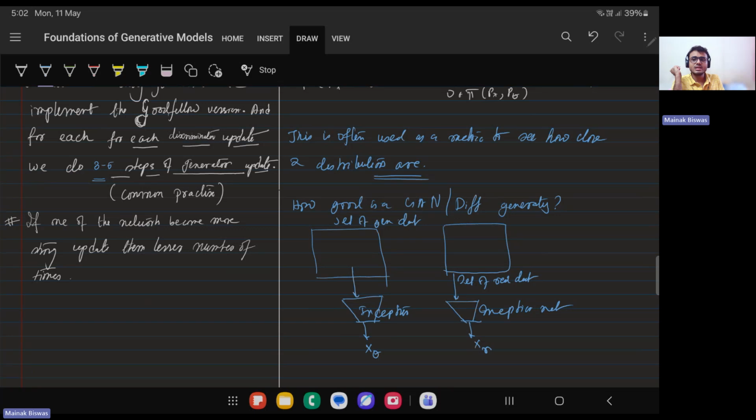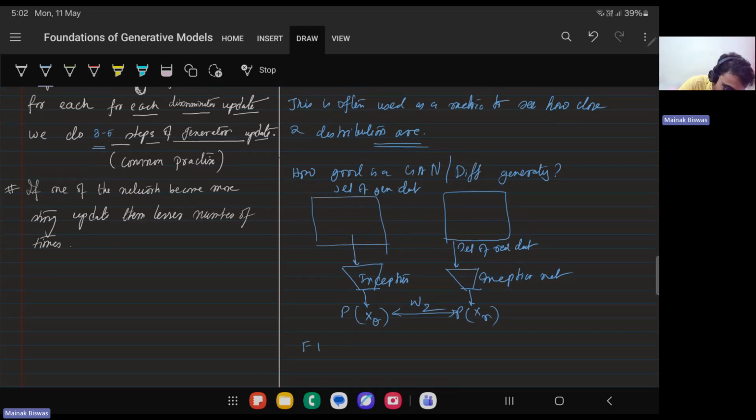And what you will do is they will have some distribution. P of x theta and P of x real will have distribution, and you will find out the W2 distance between them. And this is called the FID, the Frechet Inception Distance. You'll see this in a lot of generative learning AI literature, Frechet Inception Distance.